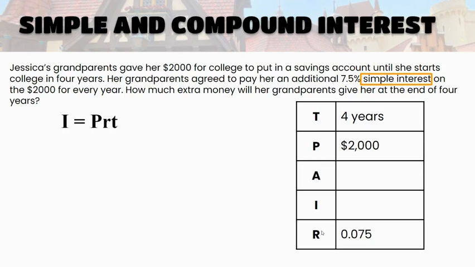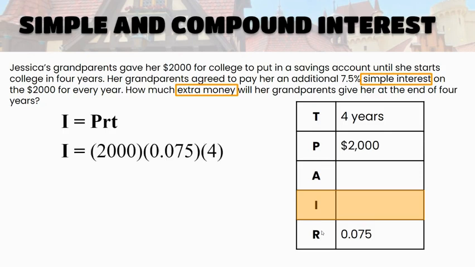Now I can start to plug in the formula, but what am I actually looking for? Am I looking for the total amount, or am I looking for the interest? Well, it says extra money. That extra money is going to be the interest. So I'm looking for the interest, which, lucky for us, is exactly what the simple interest formula finds. So I'm just going to go ahead and plug in. We have 2,000 times 0.075 times 4. I type that in the calculator. I get 600. So the interest is $600.